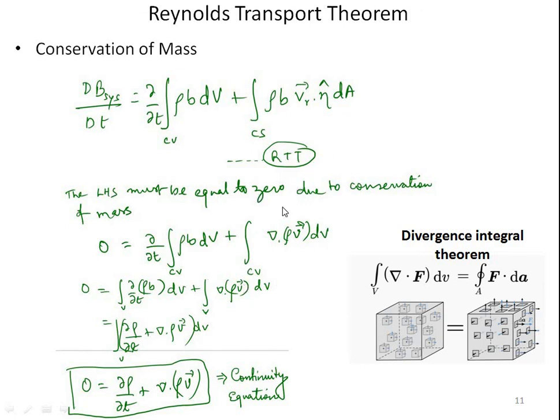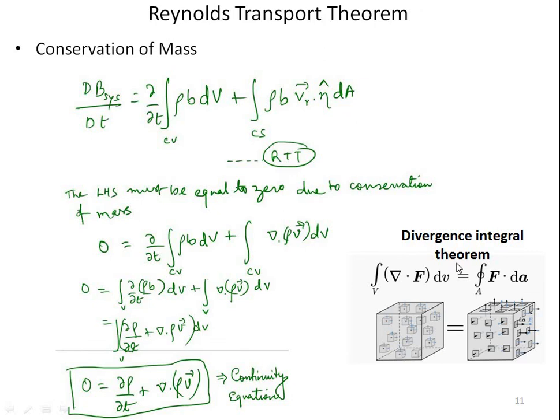This extra term is the net efflux of property, the total of the property going in and out of the system of our interest. Here we can see that there is a control surface. We need to convert it into a control volume. For that we use Maxwell's famous theorem, more popularly known as the divergence integral theorem.